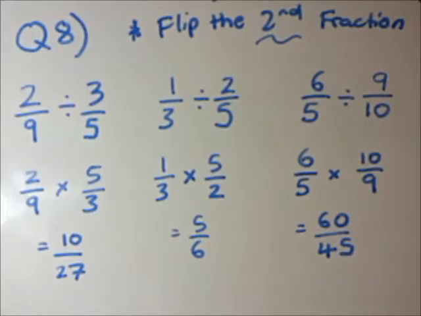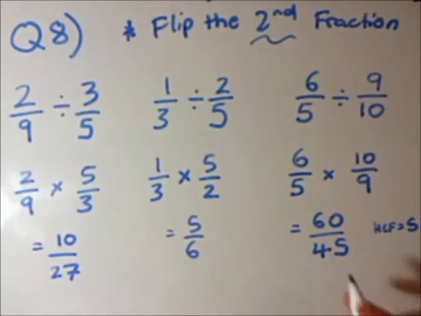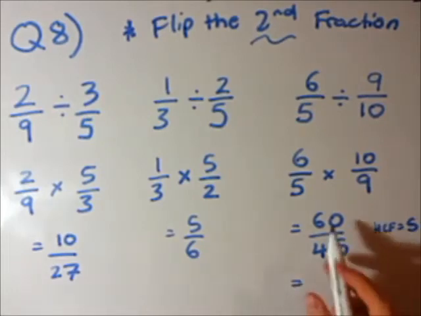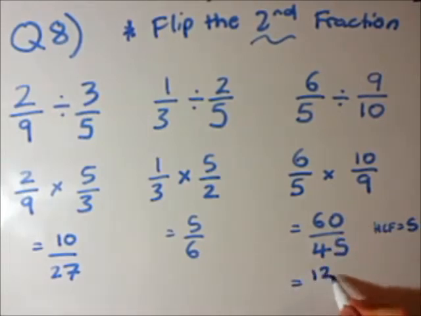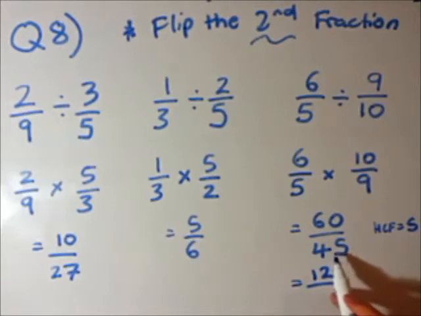Okay, now one would tell me that I'm probably not in simplest form here, because I know that 5 is going to go into both of them. 5 goes into 45 9 times and 5 goes into 60 12 times. So, highest common factor, can I see that? Yep, equals 5.